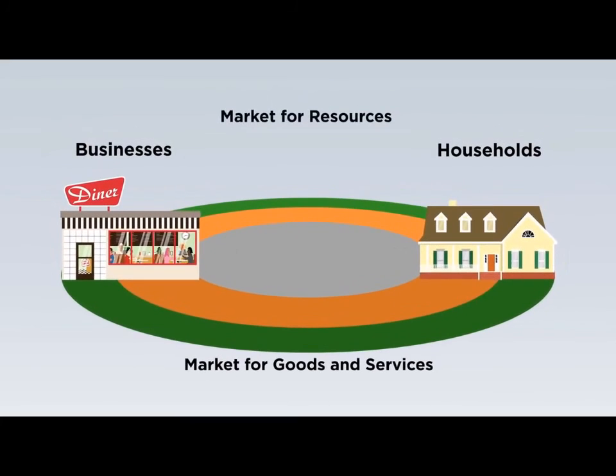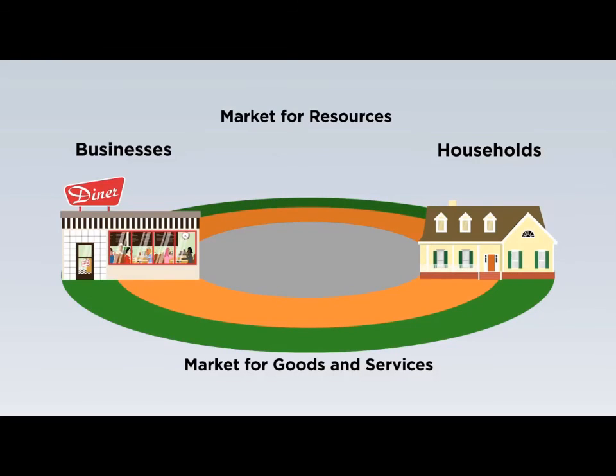Let's step back and notice a few things about the circular flow model. First, it shows how businesses and households interact in the two markets, the market for resources and the market for goods and services. Notice that households and businesses are both buyers and sellers. Households are sellers in the market for resources. Households sell land, labor, capital, and entrepreneurial ability in exchange for money, which in this case is called income. Households are buyers in the market for goods and services. Households exchange income for goods and services. Businesses are sellers in the market for goods and services. Businesses sell goods and services in exchange for money, which in this case is called revenue.